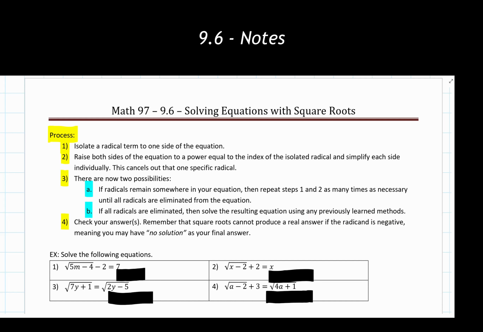Now the final step with this, and this is something that we have some flexibility in how we want to go about checking, but it is something that needs to happen. We need to check our final answers. Remember that square roots cannot produce a real answer if the radicand is negative. It would mean we have no solution as a final answer.